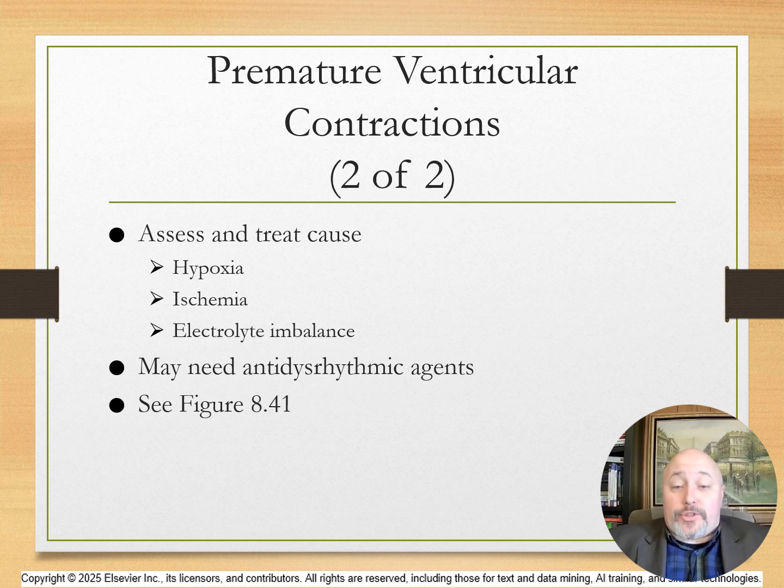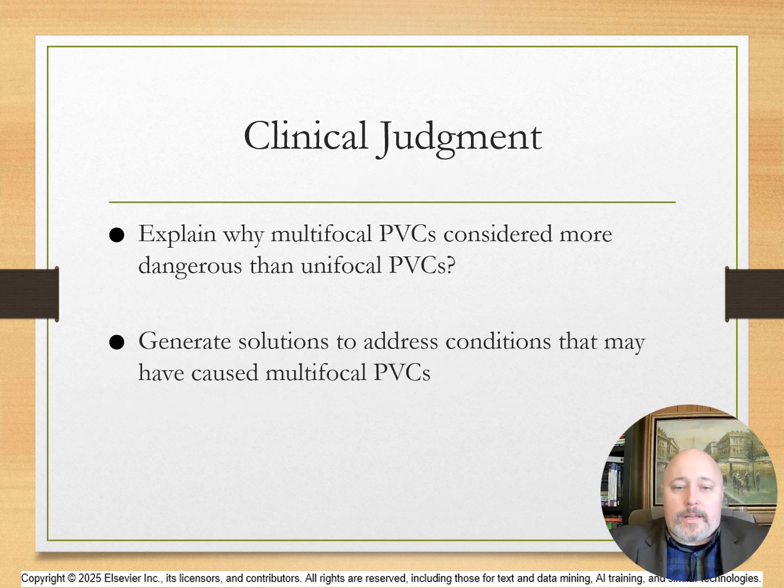Assess and treat the underlying cause of these premature ventricular contractions. Everything from hypoxemia, ischemia, or electrolyte imbalances should be suspected. The patient may also need ventricular antidysrhythmic agents such as amiodarone. Why are multifocal PVCs considered more dangerous than unifocal PVCs? Multifocal PVCs indicate multiple areas of irritable cardiac tissue, which places the patient at a much greater risk for ectopy.